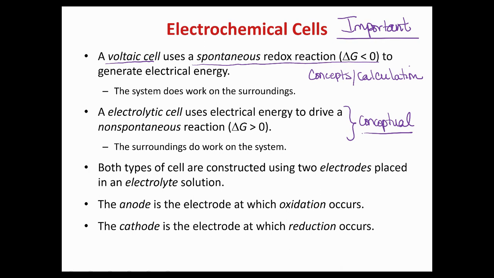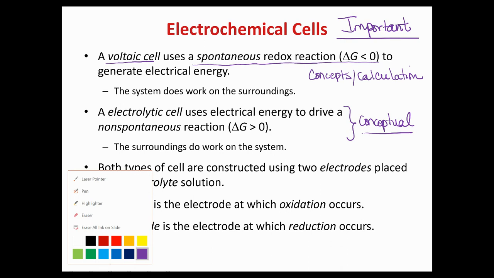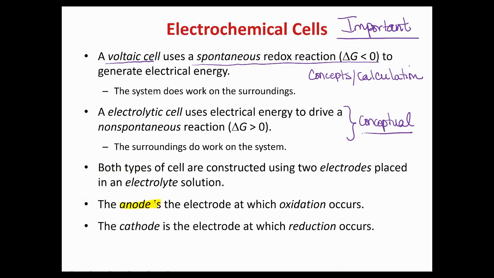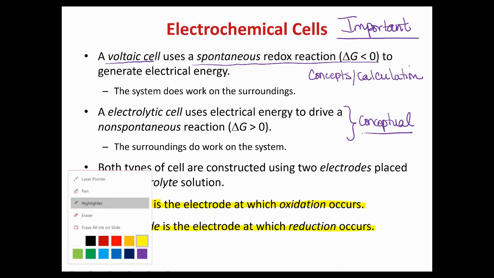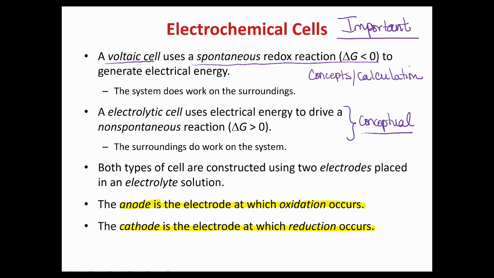Some really important terminology. The anode is where oxidation occurs. The cathode is where reduction occurs. Okay. So for sure, know those, understand the difference in terminology. Okay, let me show you a battery.